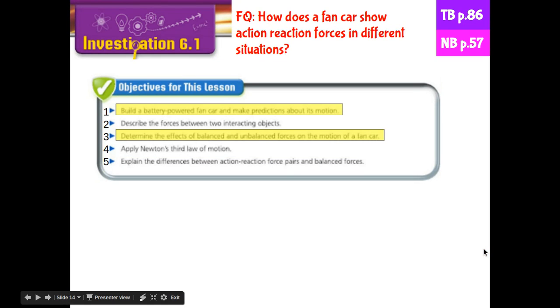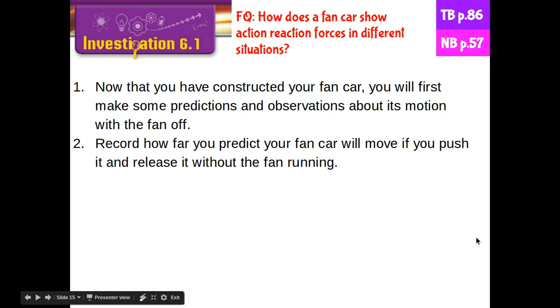of each. So moving on to investigation 6.1, we're going to be doing objective 1 and 3, building a battery-powered fan car and making predictions about its motion, and determining the effects of balanced and unbalanced forces on the motion of a fan car. So there are 15 different steps to investigation 6.1. If you are absent, you should read through these and then watch the investigation 6.1 video so you can get information in your book.